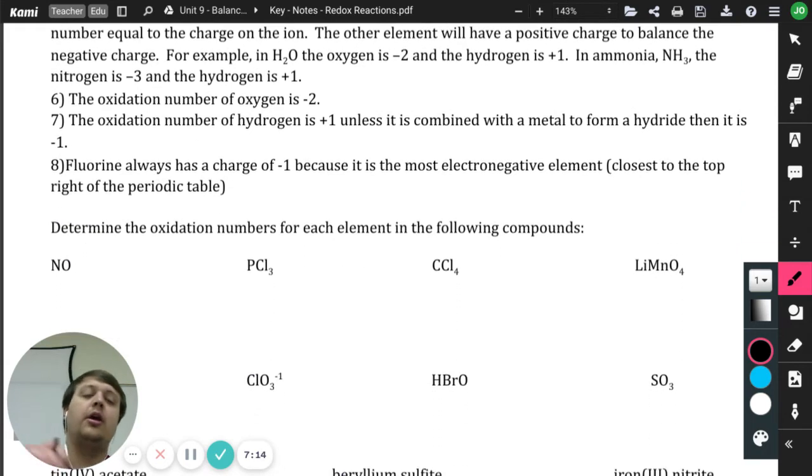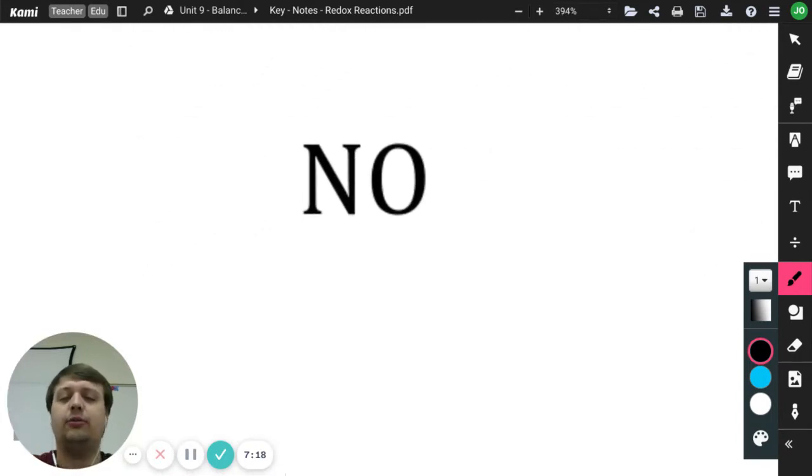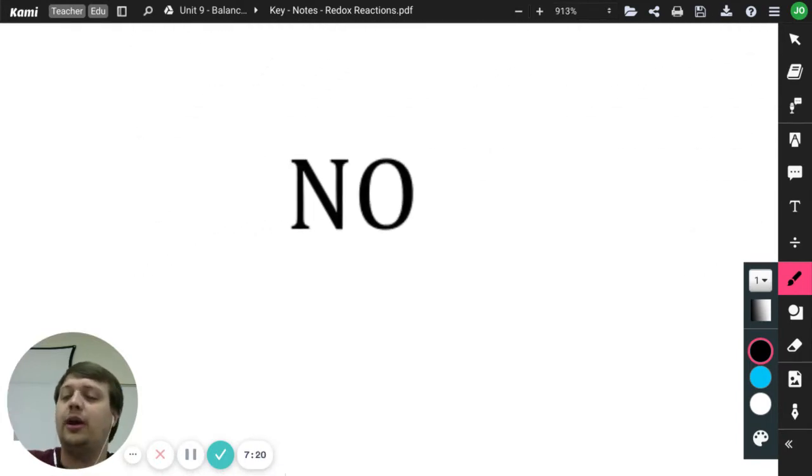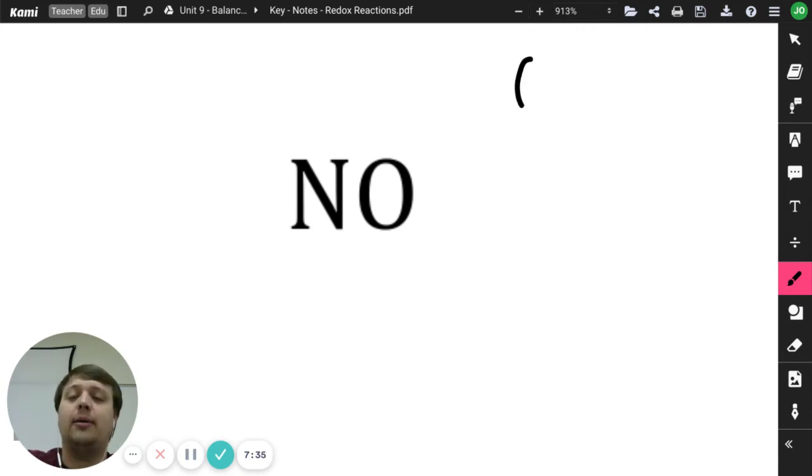Okay. So let's actually go through and use these. What they've asked us to do is determine the oxidation numbers for each of these compounds. So I'm going to go ahead and start with NO. With NO, first off, this is a compound, right? Well, we know that the overall oxidation number, when I add everything up, because it's a compound, should all add up to 0.